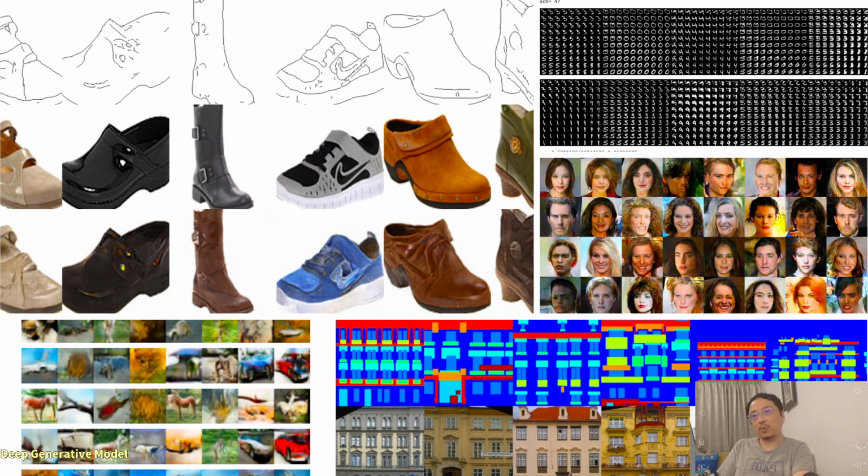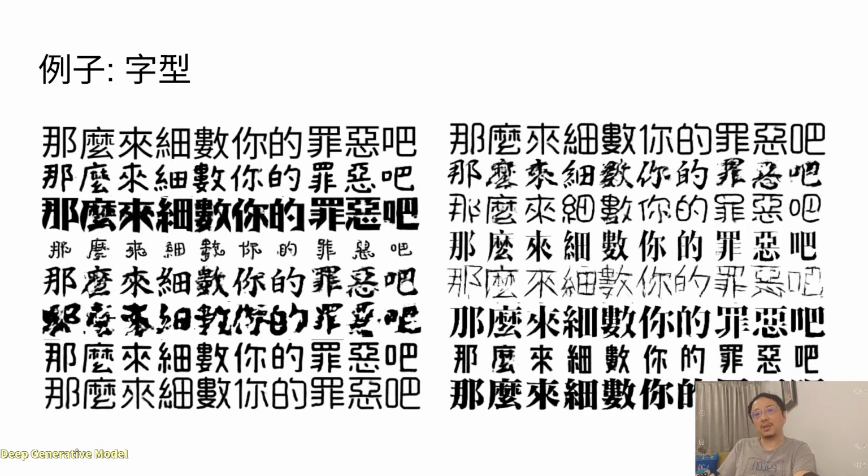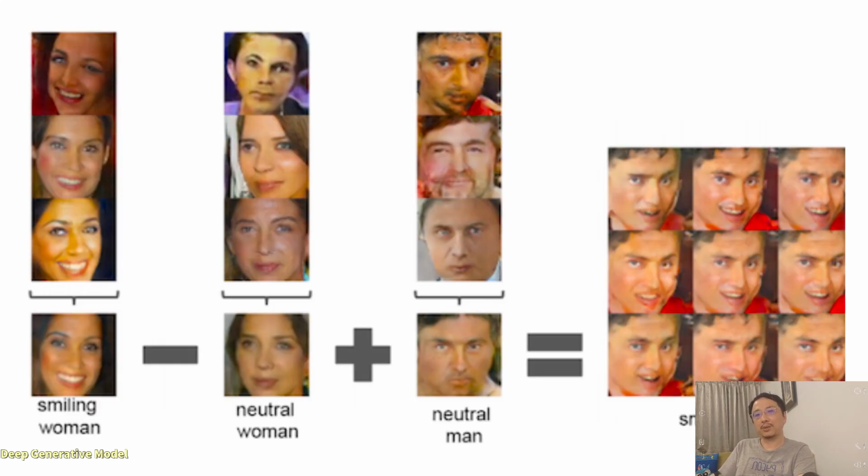All of these works can be done by using diffusion models also. And this one is our work that generates different fonts, so you can create new fonts from a few samples. That is also using GAN models.